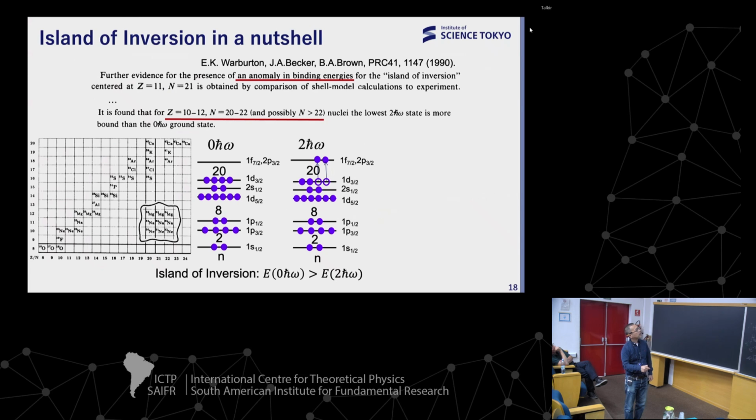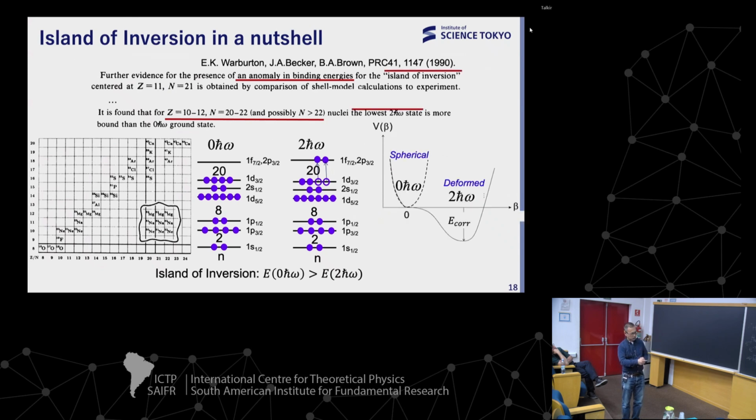But the 2ħω means that two neutrons are excited to this fp shell, like this. Normally, we know that this is the excited state, right? So the energy is lowest here. But for some reason, this becomes the ground state, namely the mass is smaller than this one. So this is called island inversion, and this happens because there are some correlation energies.